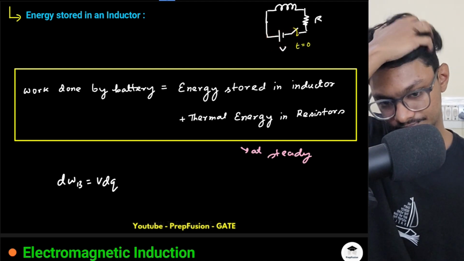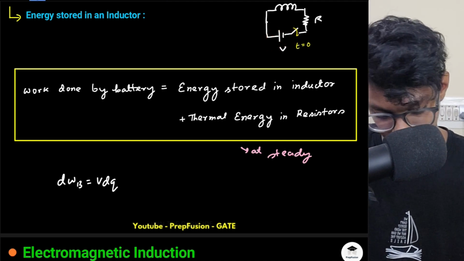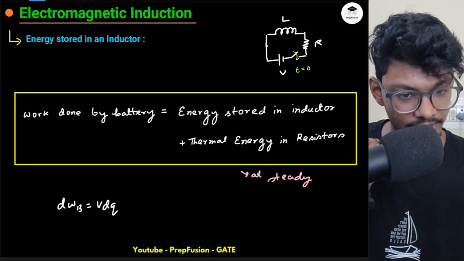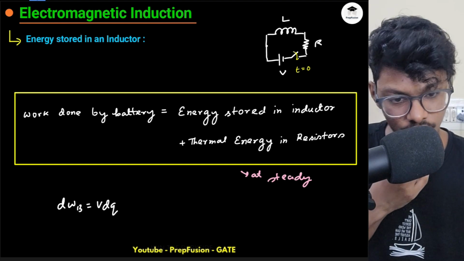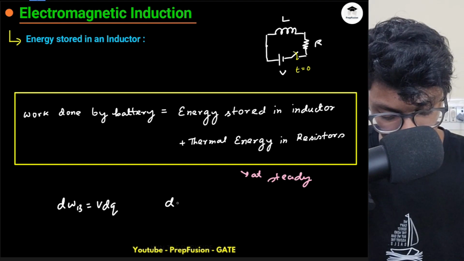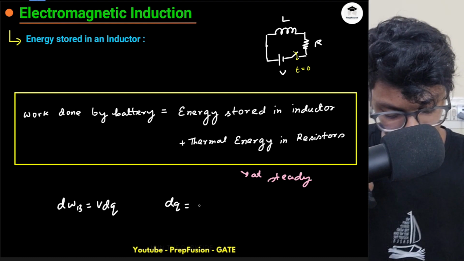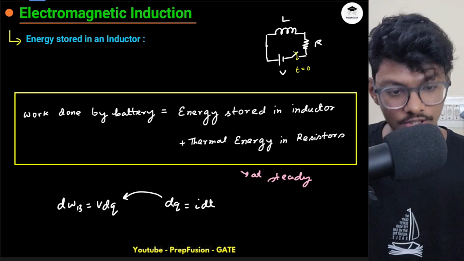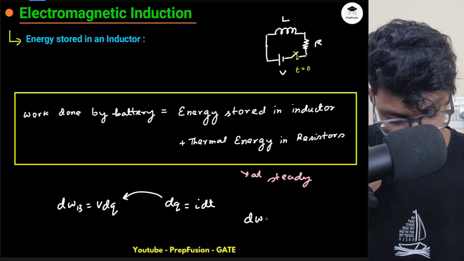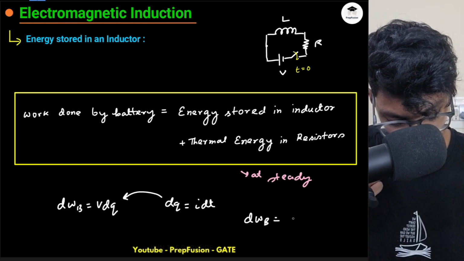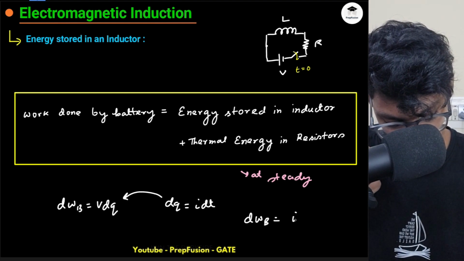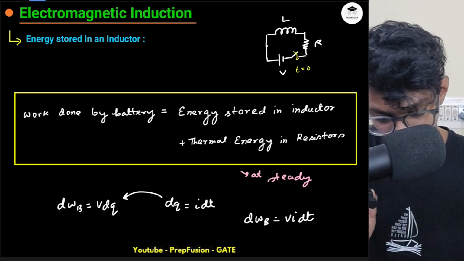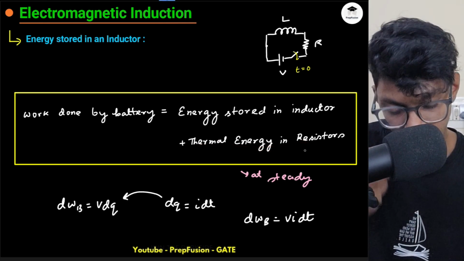Now I can write this in different manners as well. What is dq? I know dq will simply equal I dt, because dq by dt is I, so I can replace it here. So basically my dW_B is replaced with V I dt, correct?